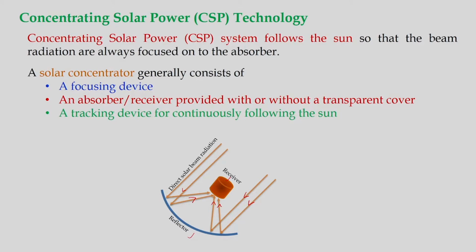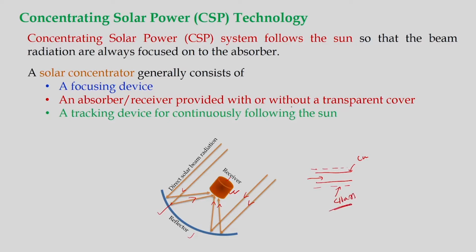So, we need a focusing device, and an absorber or receiver, that may be with or without a transparent cover sometimes. If we draw this tube through which heat transfer fluid flows, it may be stainless steel or maybe copper. So, the material of construction is copper, and just above it we will have a glass transparent cover. This is glass.